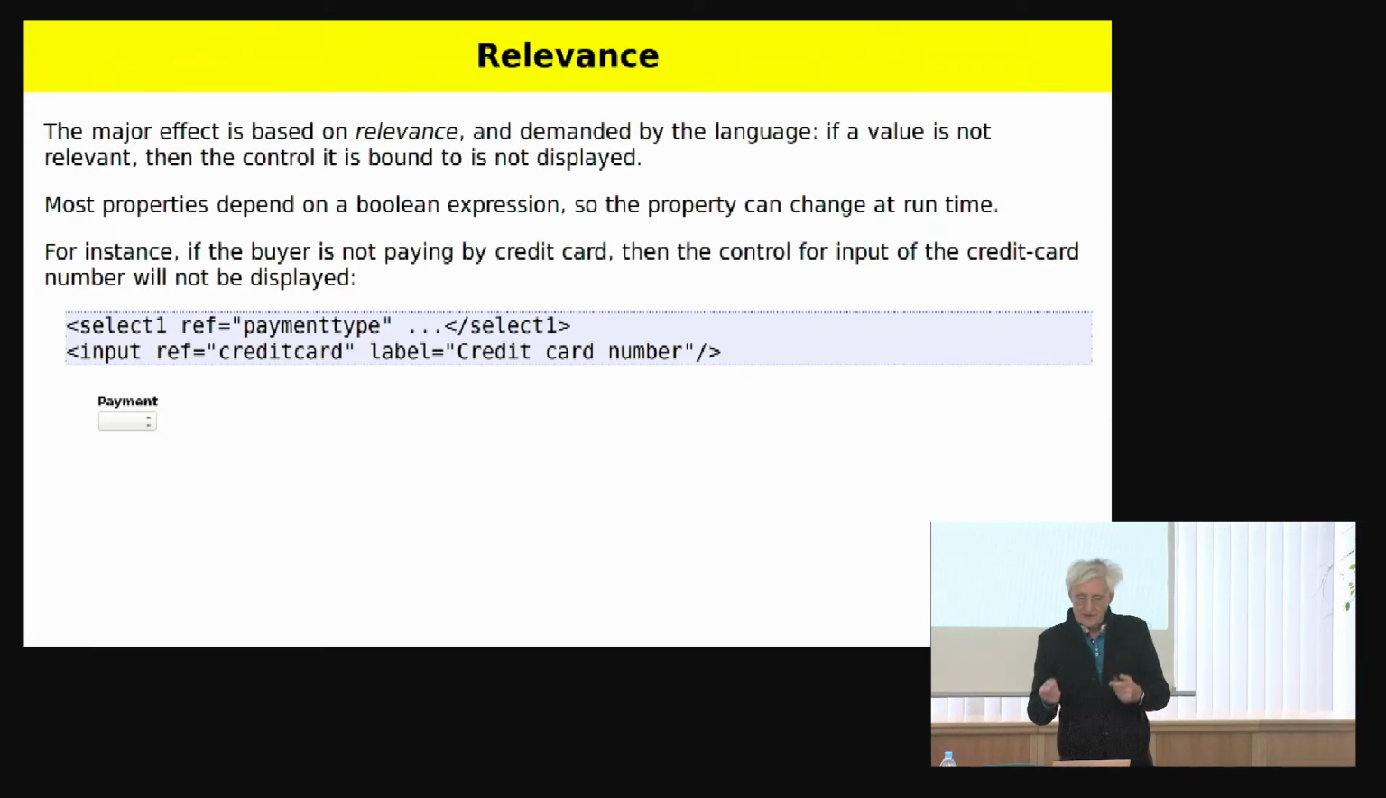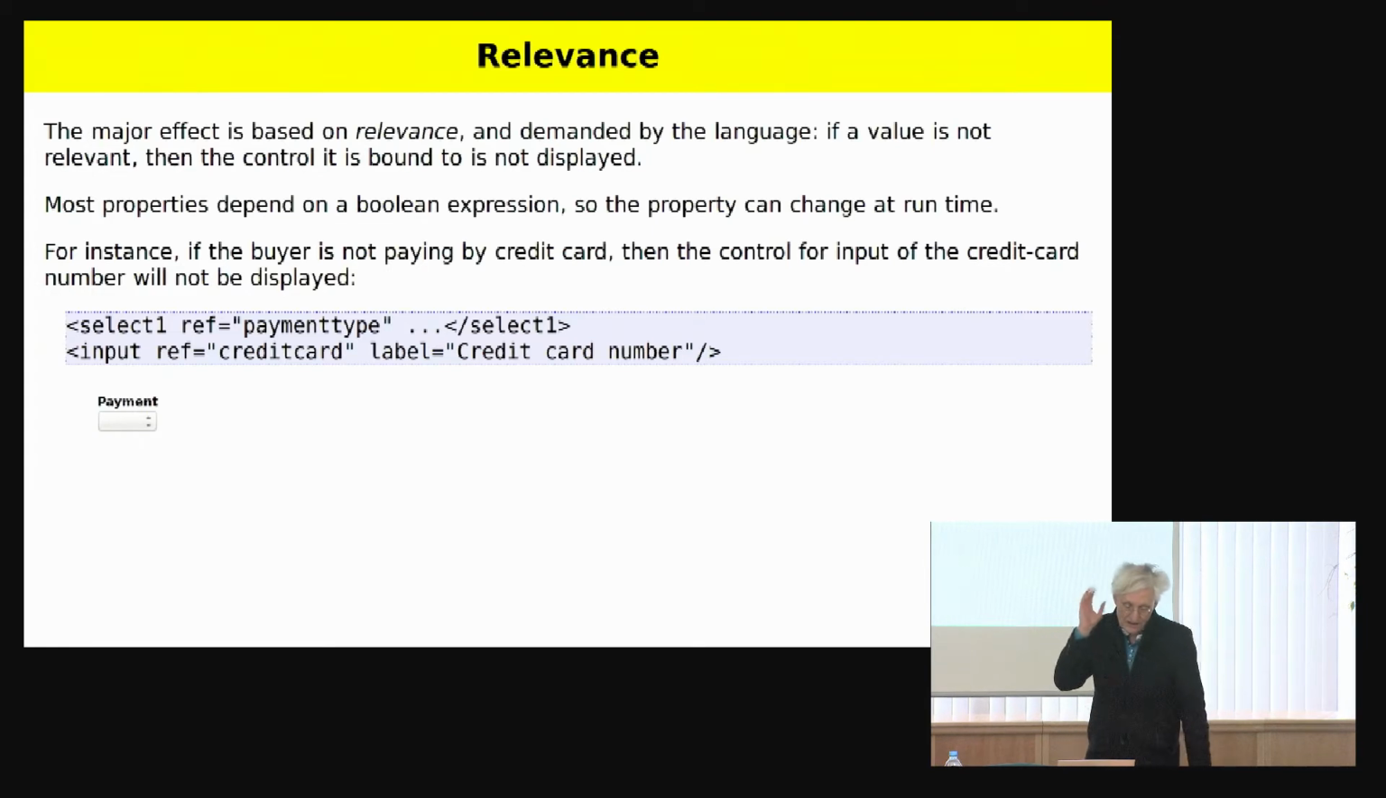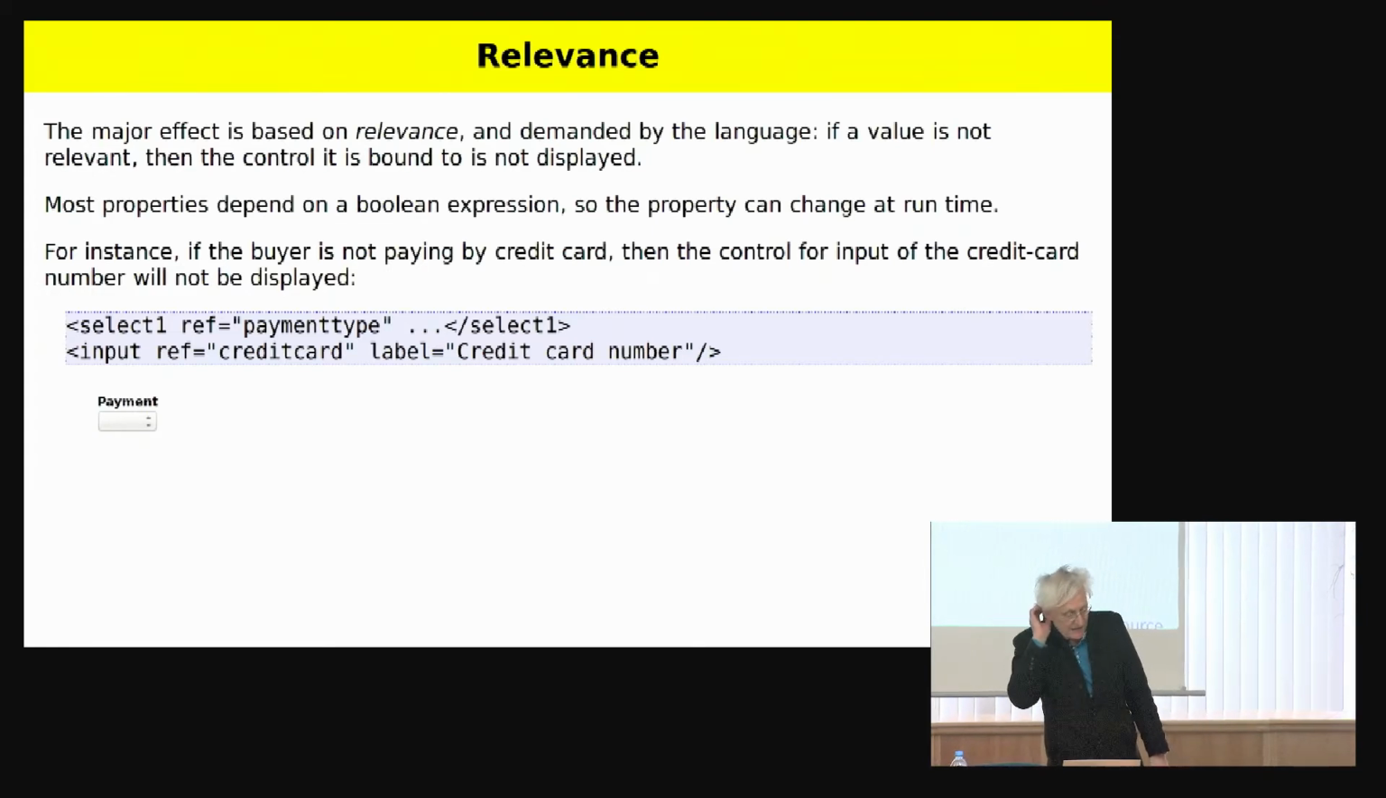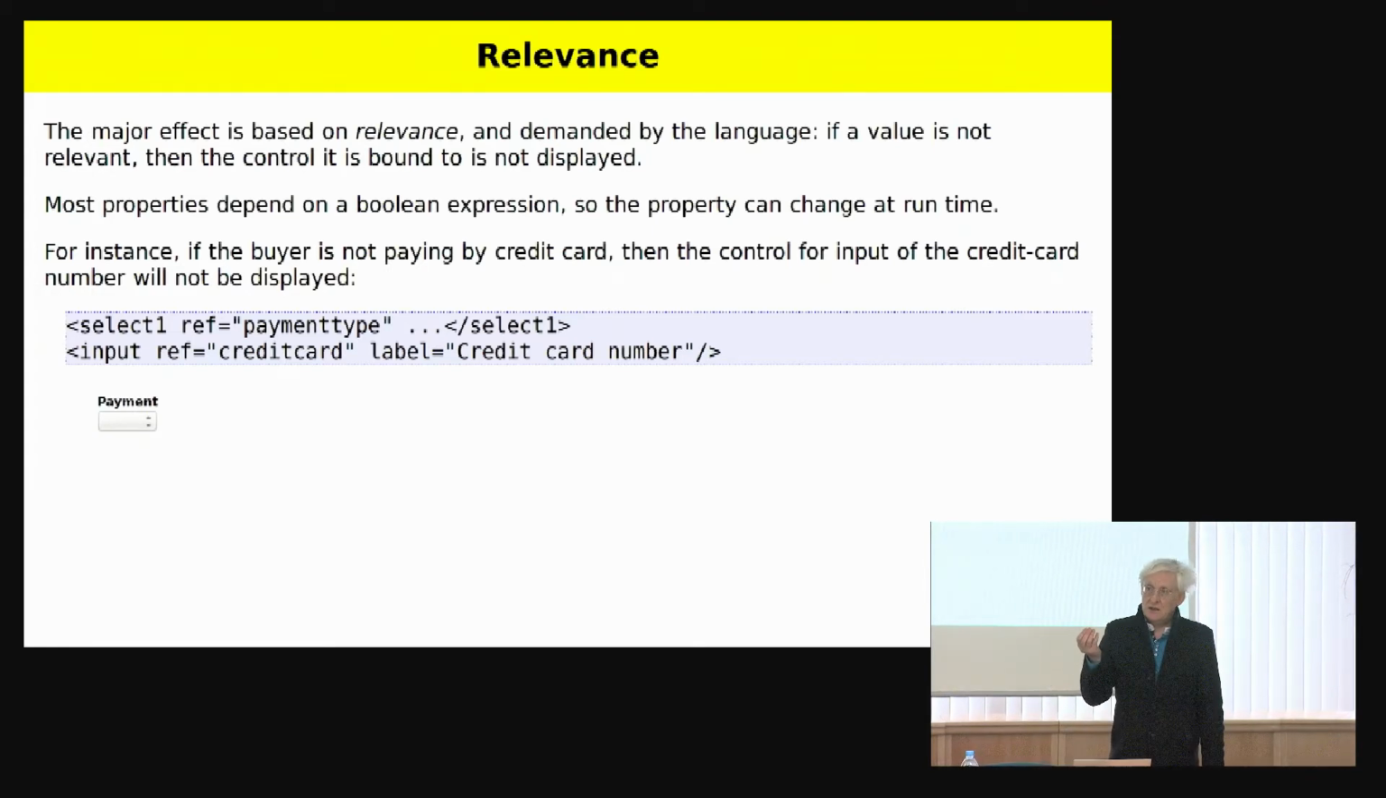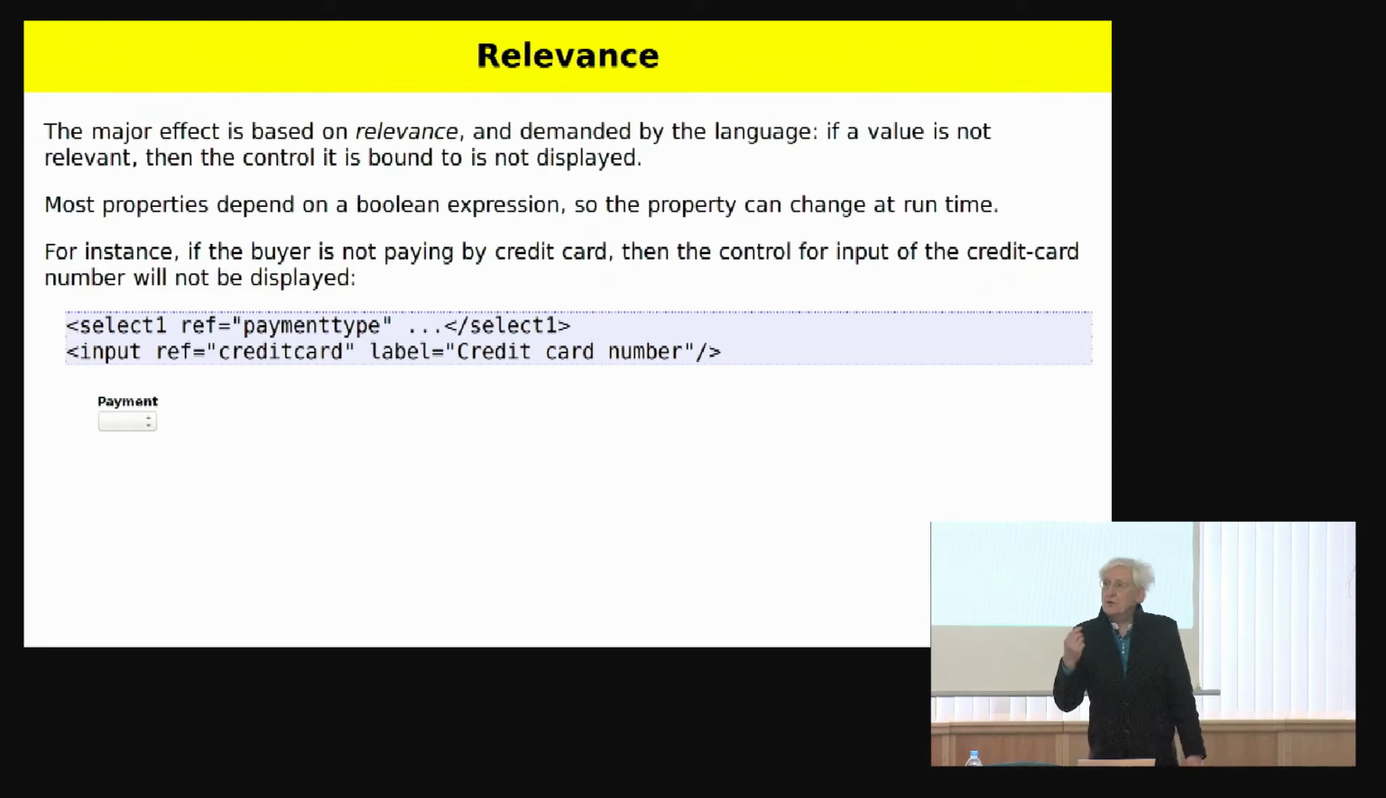because it's actually demanded by the language: if a value is not relevant and a control is bound to it, then that control is not visible, not displayed, at least by default. Most properties, type doesn't for instance, but most of them depend on a Boolean expression that says under what conditions that property holds. So the property can change at runtime, so the control has to be ready for those changes.